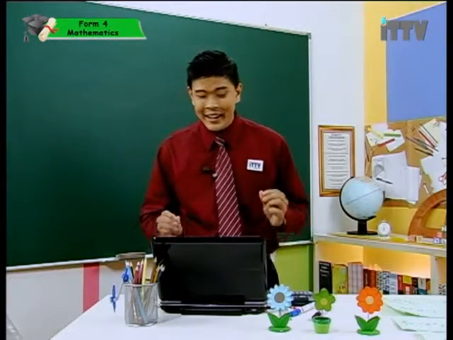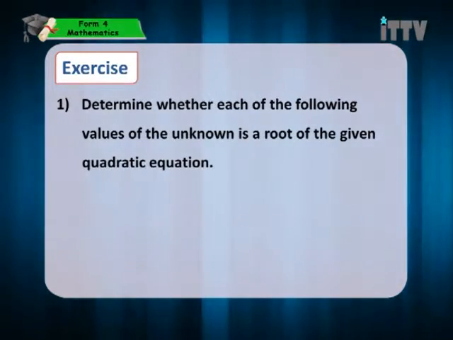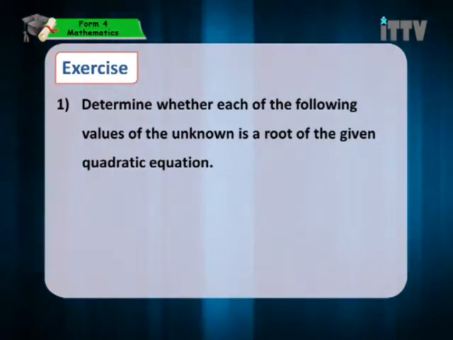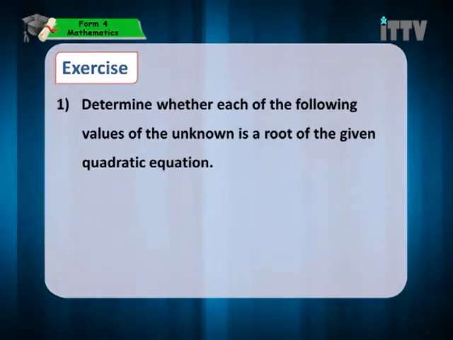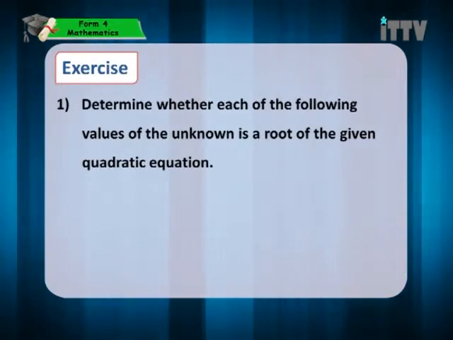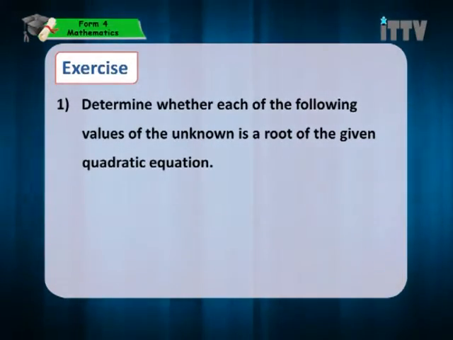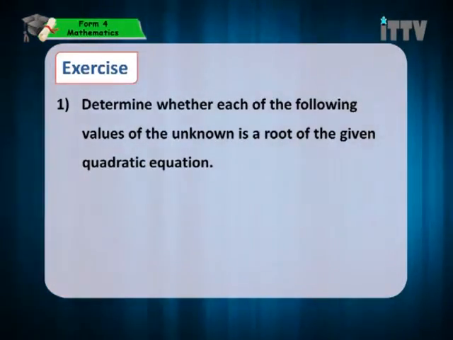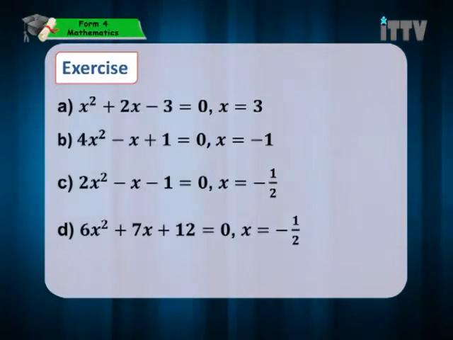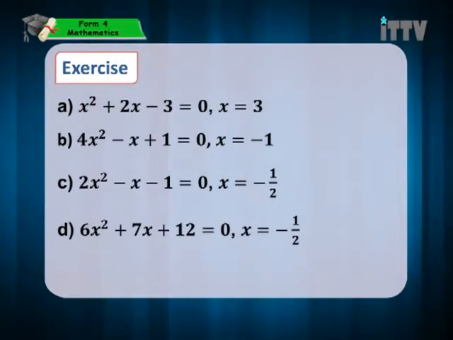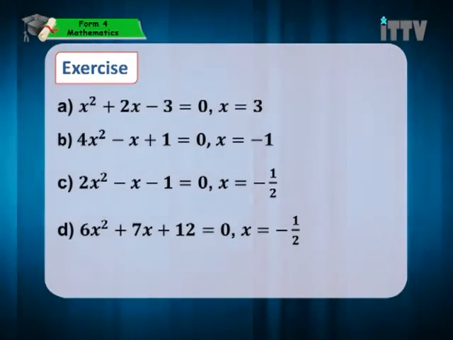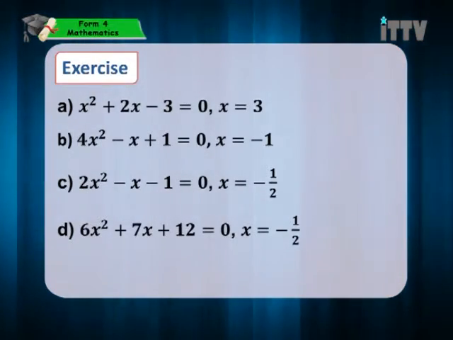Alright, so that is how you determine the roots of a quadratic equation by trial and error. Alright, now let us do some exercises together. Let's read. Determine whether each of the following values of the unknown is a root of the given quadratic equation. Alright, this is what we learned earlier. Let's look at a few equations, A, B, C and D. We'll do this on the board together, yeah?